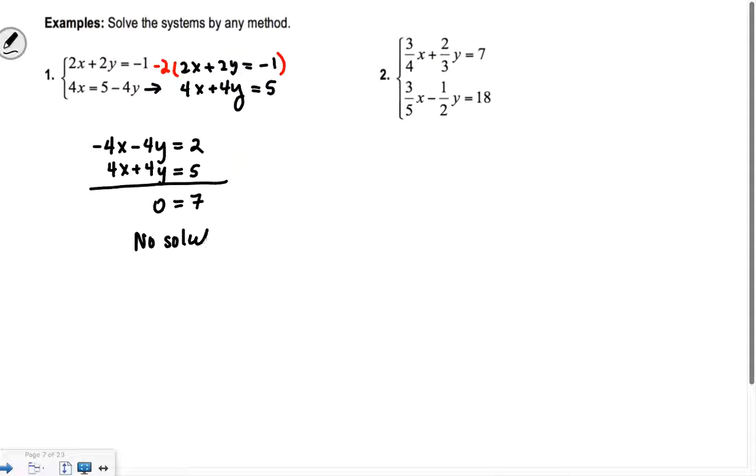What if I had gotten 0 equals 0? Then that would be infinitely many solutions, right? And we say it that way. We don't say all real numbers because every point for x and y doesn't work, but it would be an infinite number of answers.